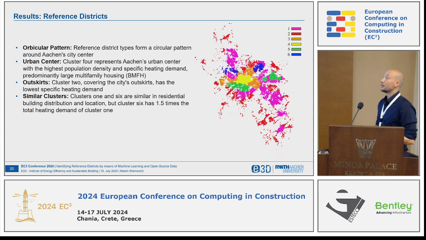And some interesting facts are, for example, the similar clusters, that's 1 and 6. So that should be the pink and the blue one, they overlap somewhat, but the difference is in the heating demand, because in the blue one, if you go there, that's the more industrial part of town, so there are much more factories compared to the outskirts of pink, where there are more office buildings.